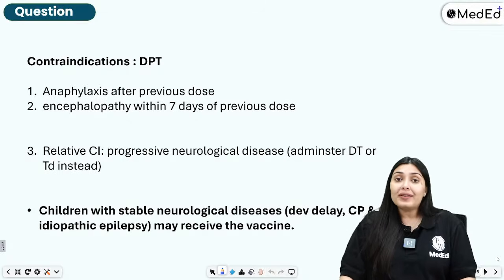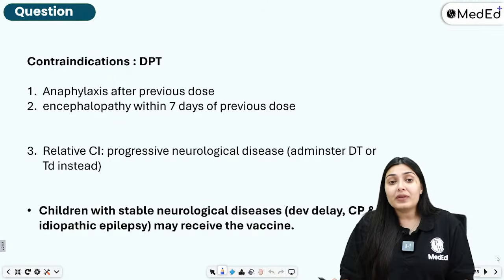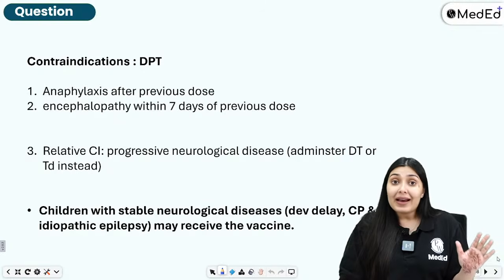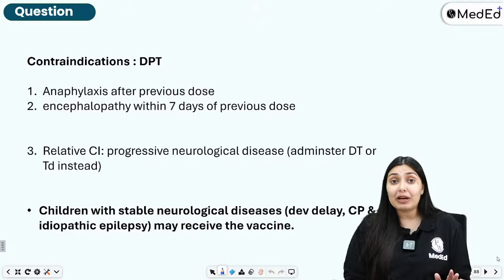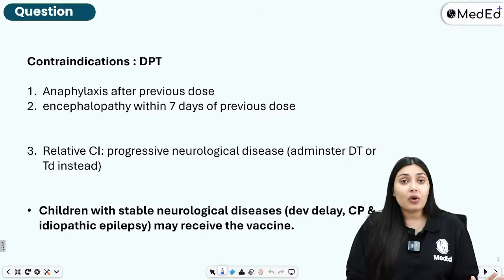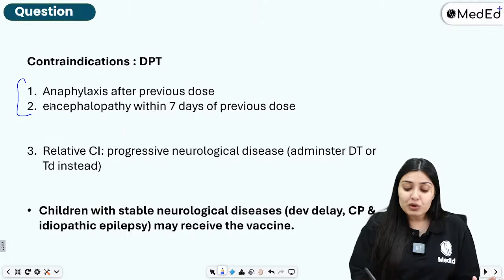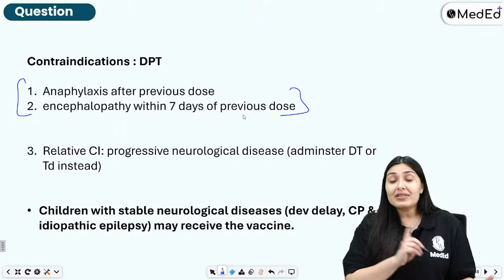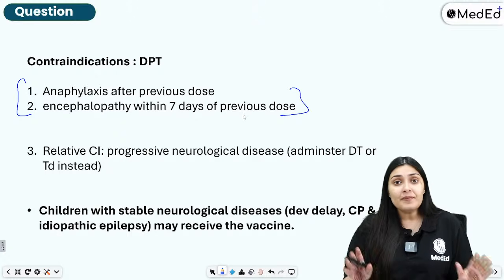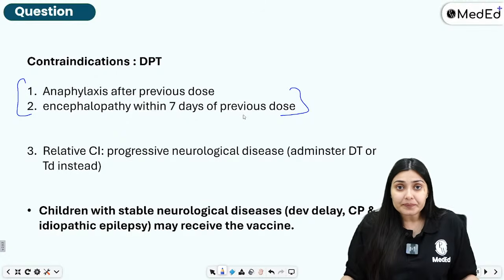Now comes the contraindications, when you are not going to give this DPT vaccine. If in the previous dose there was a severe reaction or anaphylaxis, that is a contraindication. And if there was encephalopathy in that previous dose, this is a contraindication. So these two are absolute contraindications. If there was anaphylaxis or encephalopathy, I won't give the next dose.